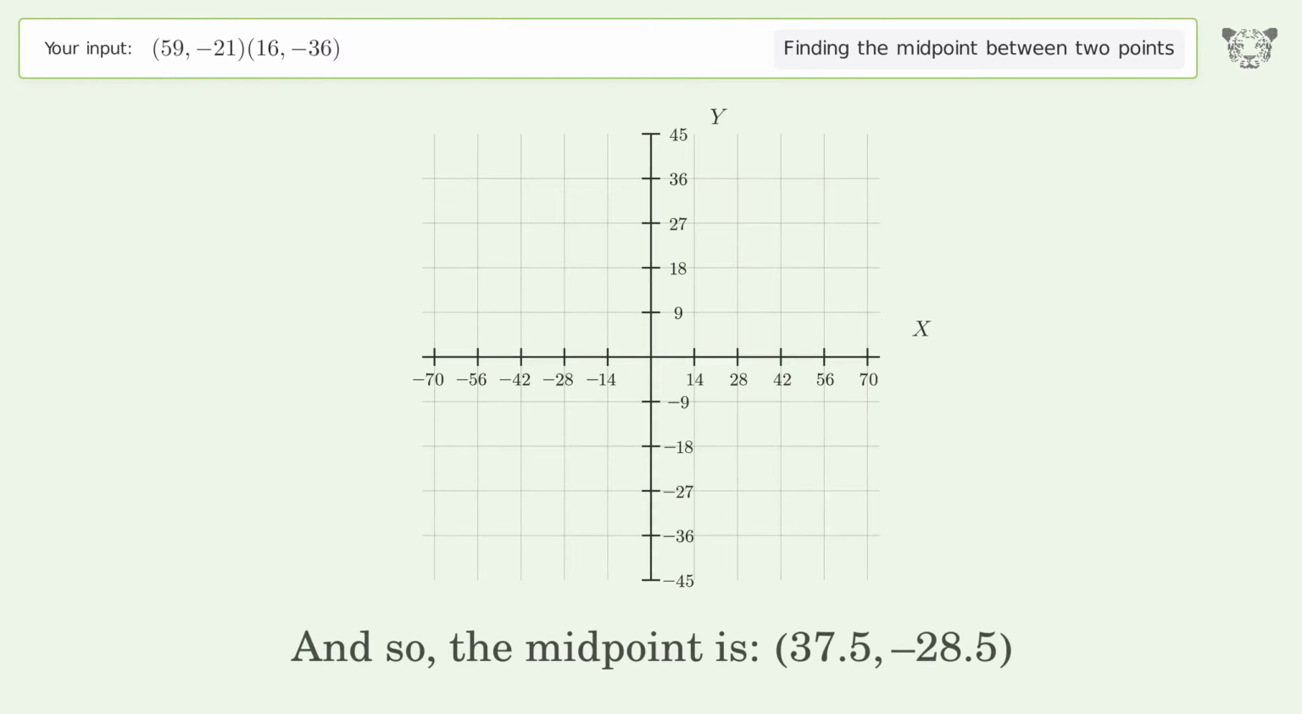And so, the midpoint is 37.5, negative 28.5.